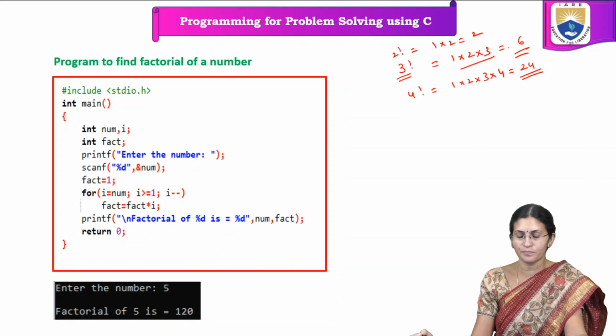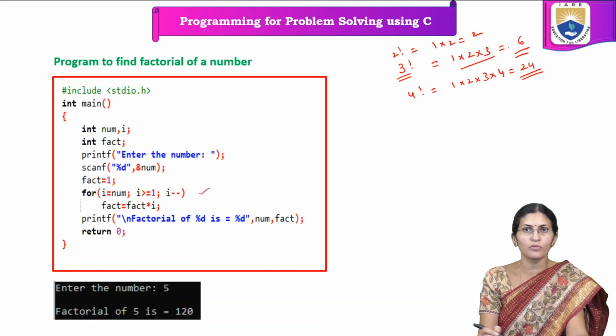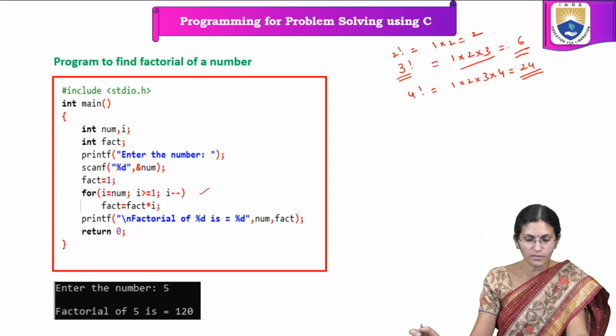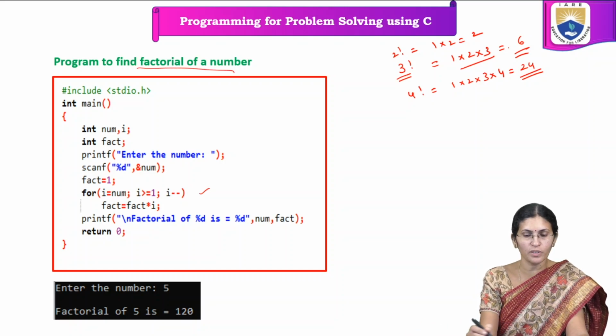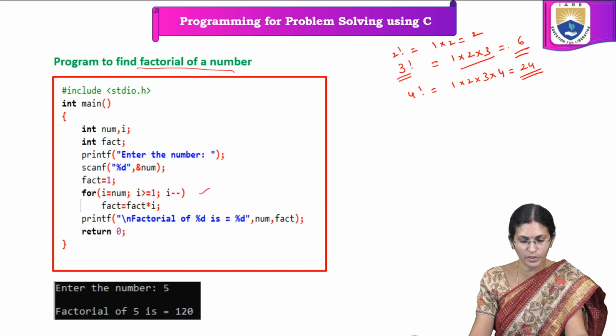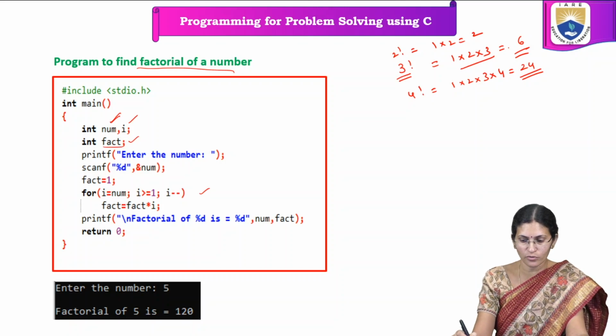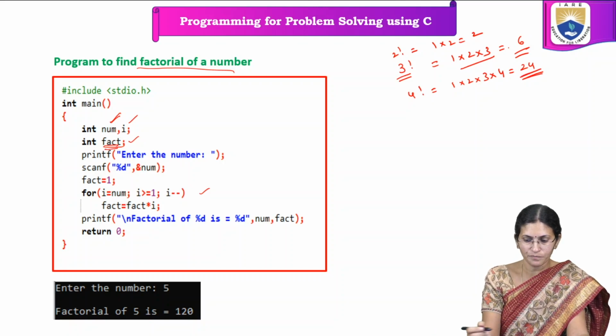Now let us see how to write this program by using a for loop. So we have used a for loop here. You can use other loops also to write the program for finding the factorial of a number. In order to write this, we are declaring 3 variables. One is num, another is the I variable, and the other variable is fact. In order to store the result value, we are declaring a variable fact.